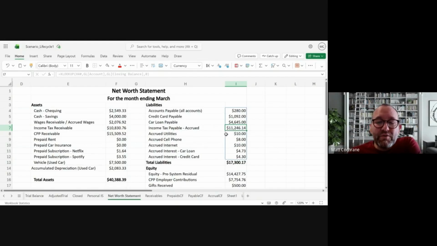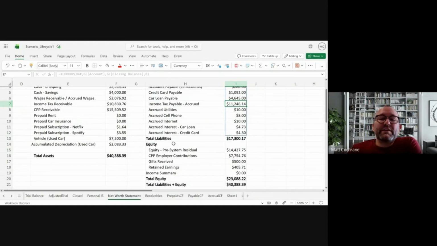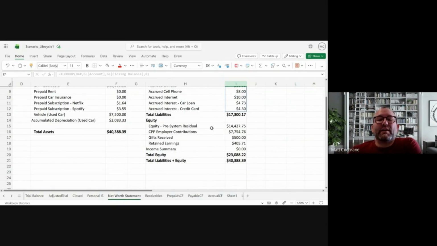Then we have all of our accruals, which again comes as a result of using the services until month end, but not having yet paid for it. Okay, that gives us our total liabilities. Our equity is a pre-system residual. This is because this is our starting point, and it's essentially a plug, which means that all of our assets minus all of our liabilities have to equal our equity. We're going to know that we have some CPP employer contributions.